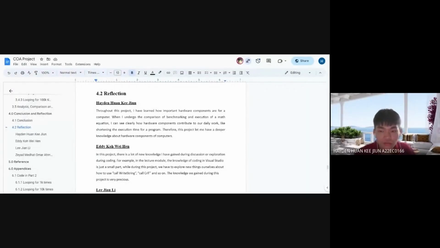For the next one, I would like to do some self-reflection after finishing this project. Throughout this project, I have learned how important hardware components are for a computer. When I undertook the comparison of benchmarking and execution of a math equation for 1,000, 10,000, and 100,000 times of looping, I could see clearly how hardware components contribute to our daily work on computers, like shortening the execution time for a program. Therefore, this project gave me a deeper knowledge and understanding about hardware components of computers. That's all from me. Thank you.